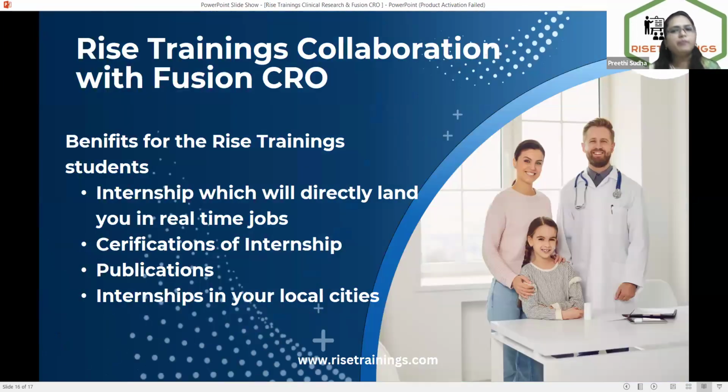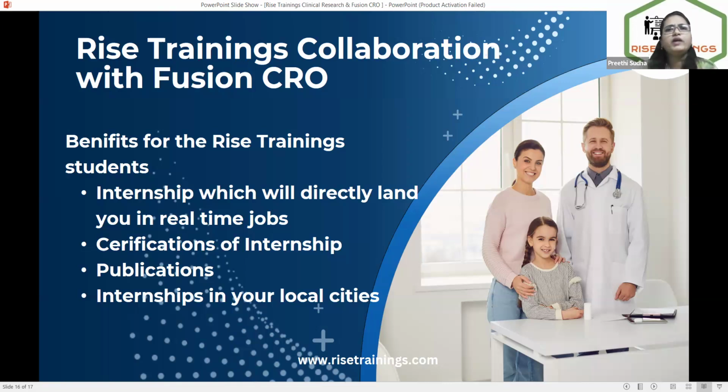And I am very happy to come to this point, where we are discussing our collaboration with Fusion CRO, Clinical Research Organization. Fusion, as I said earlier, is one of the evolving clinical research organizations in Andhra Pradesh. From Andhra Pradesh, it has spread its wings throughout India, and it has collaborated with almost all major hospitals and clinical research organizations. We are very fortunate that Risetrainings is collaborated with this CRO.